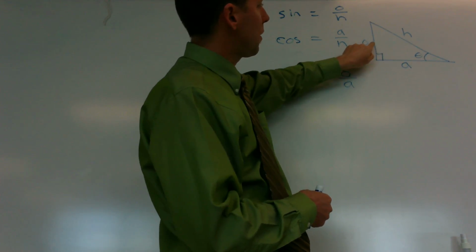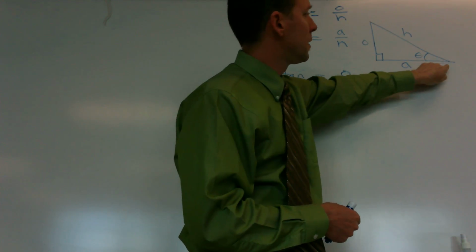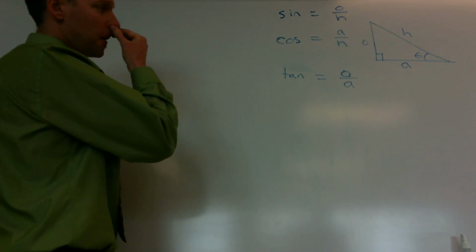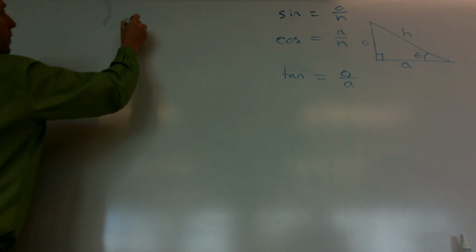If this is our angle, our opposite is always on the other side, our adjacent is next to it, and our hypotenuse is our long one. Okay. So let's look at the quadrants now.